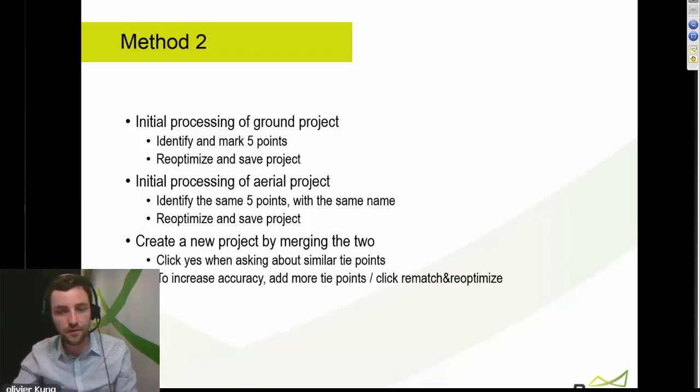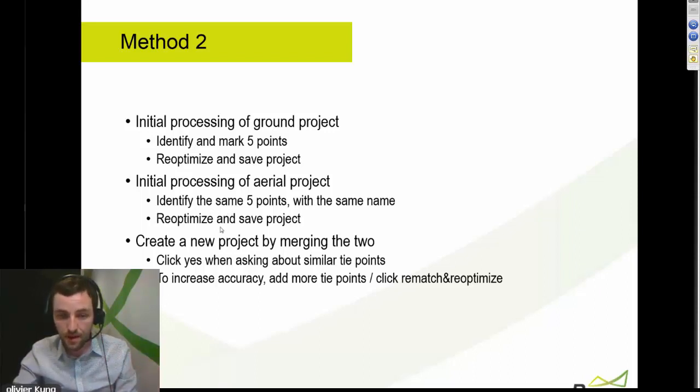Then you do the same for the aerial project. You create a new project, you run the initial calibration, you identify the same 5 points that you identified from the ground pictures, and you keep the same name on these manual tie points. Also, not to forget to re-optimize the project and to save it.